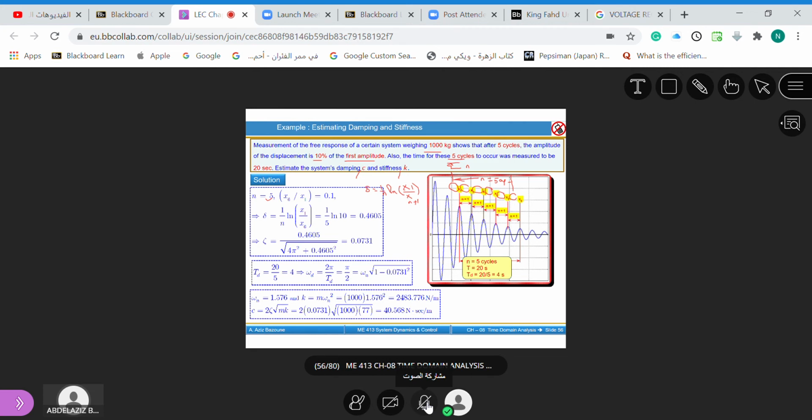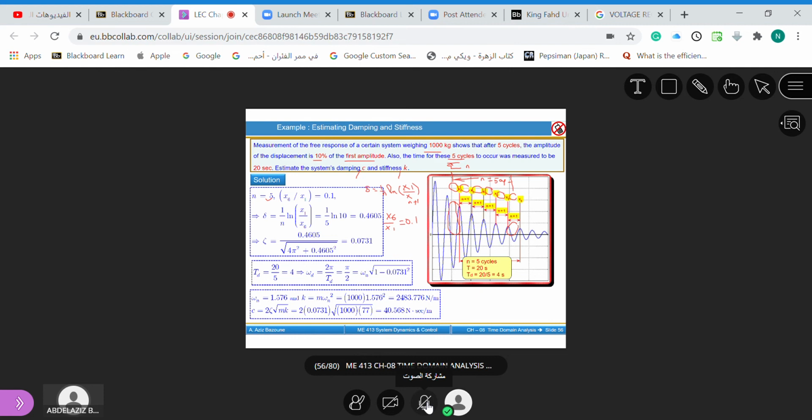The X_{n+1} is X6. The X6 at this point is 10% of this one. Yani, if we take X6 over X1, it will be equal to 0.1. Is that clear, guys? It's reduced by 10%.